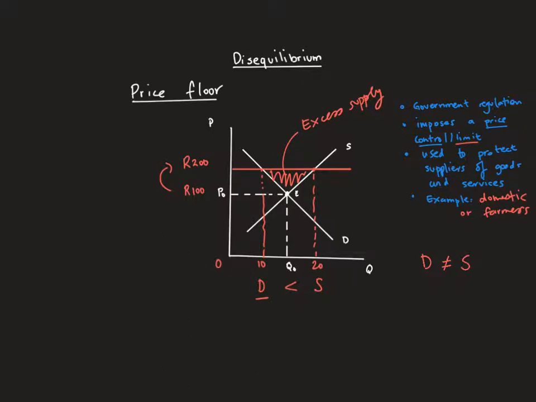With regard to the price floor, another word for a price floor is a minimum price. This means that you're not allowed to charge or to pay anything below the minimum price, in this example, which is equal to 200 Rand.